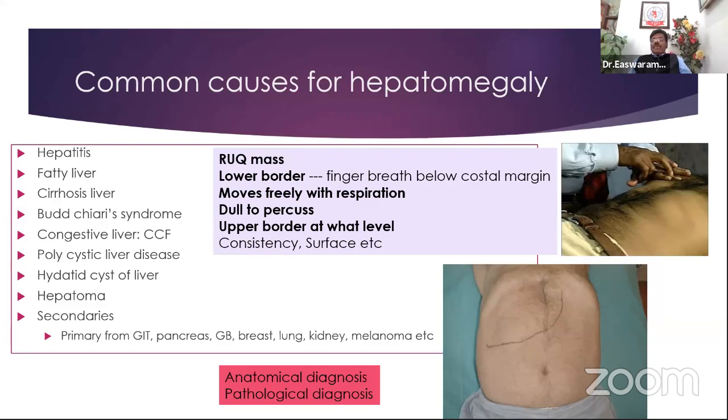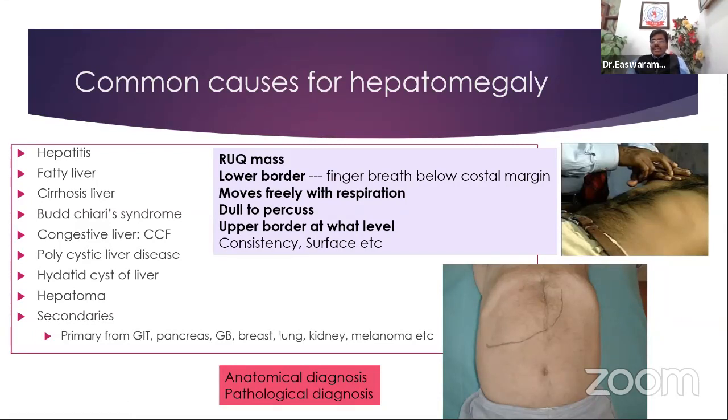What are the common possible causes? Because you have already elicited a good history and examined the patient, look for liver failure signs, like whether the patient has a spider naevus. Put all those things in your mind and come out with the diagnosis. What are the common causes of hepatomegaly? Here is a list.